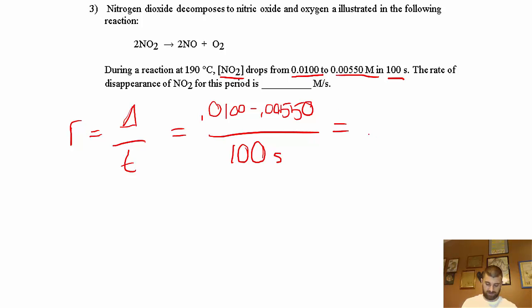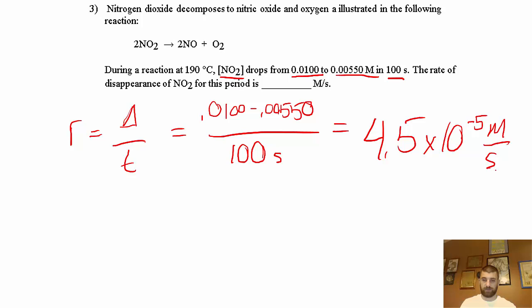And we get 4.5 times 10 to the negative 5th molar per second. Right? Just plugged and chugged.